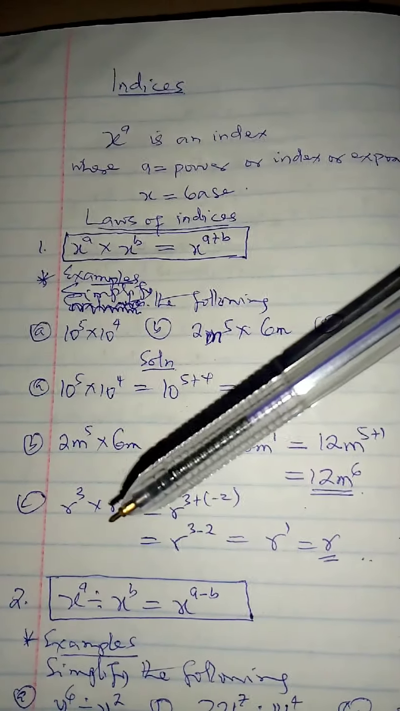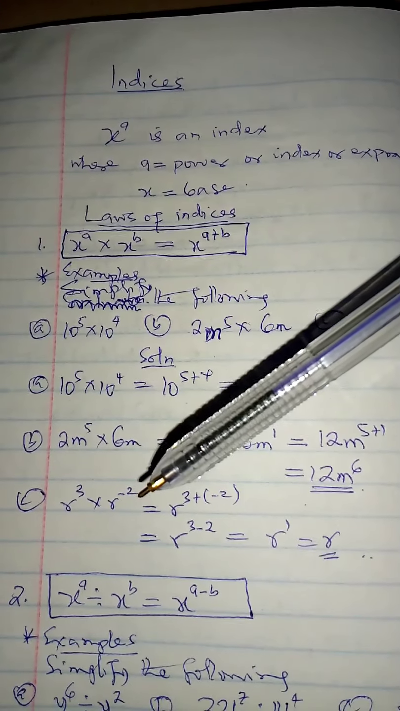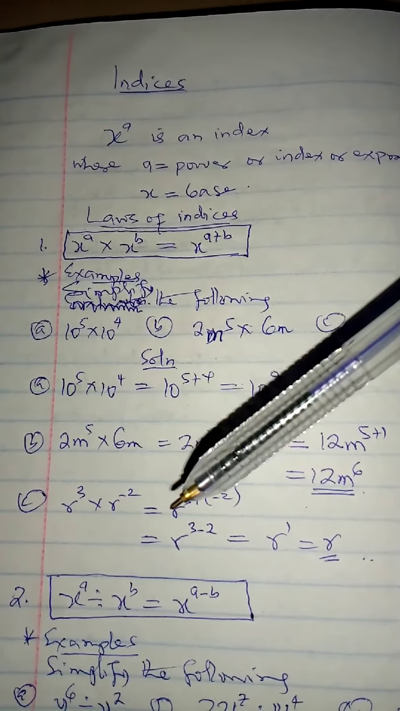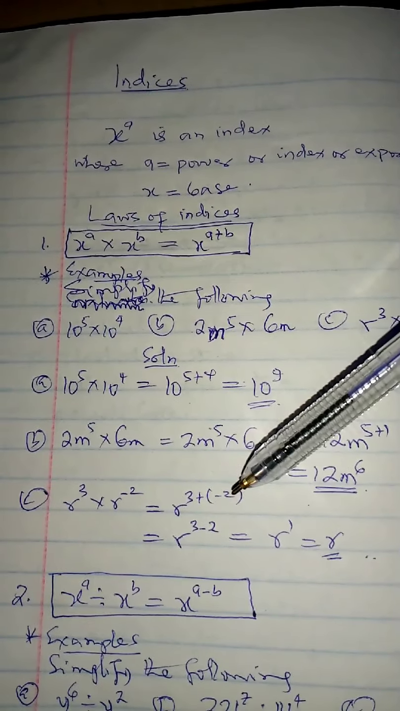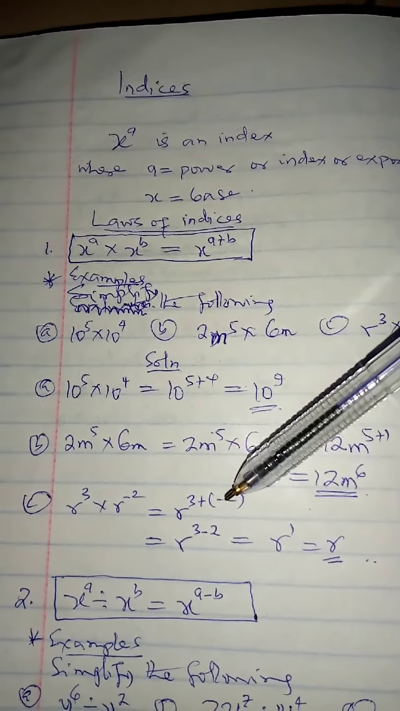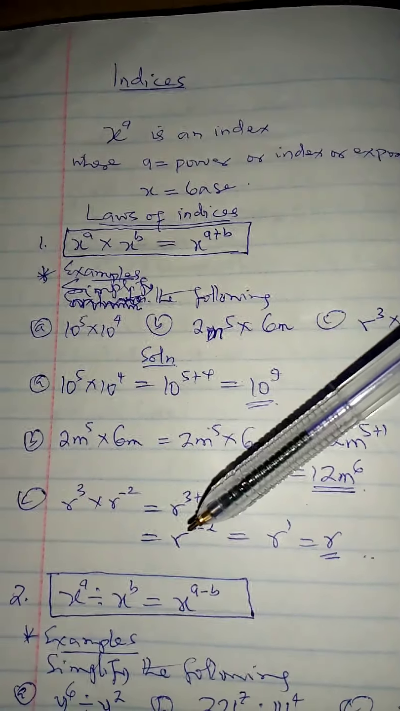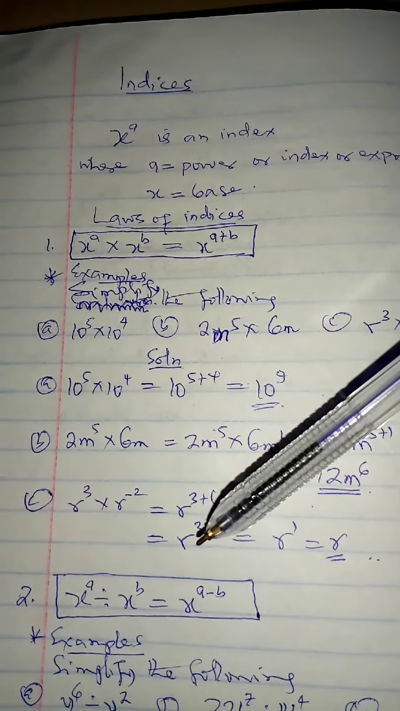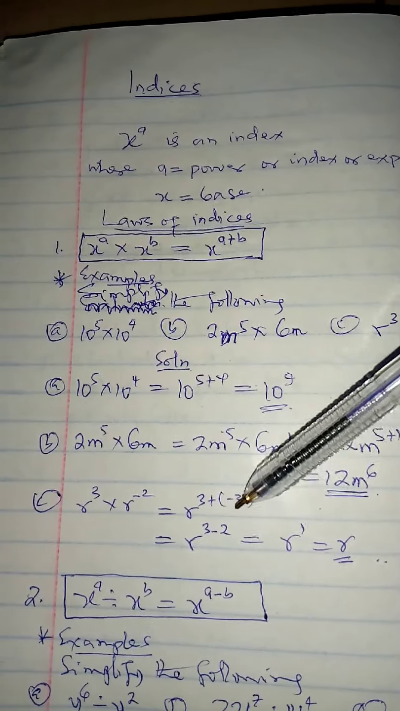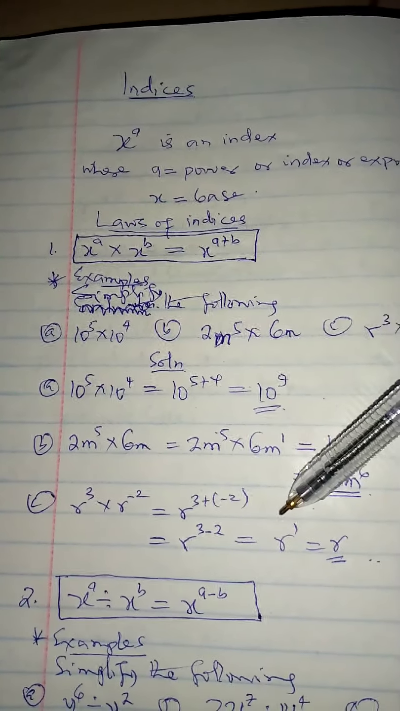Also, r raised to power 3 times r raised to power minus 2. You write one base, you add the powers to have 3 plus minus 2. Plus times minus is minus, and the solution becomes r raised to power 3 minus 2, which is r raised to power 1, and that is r.